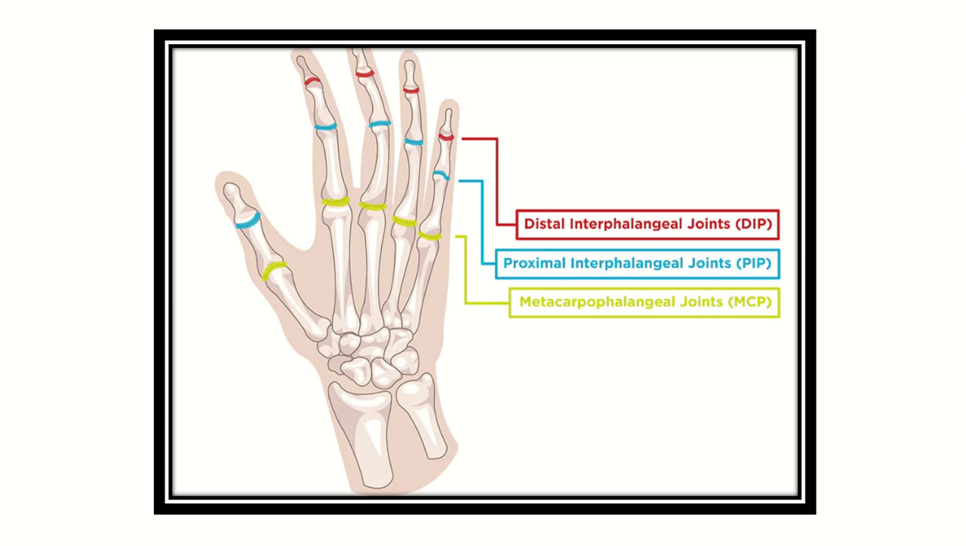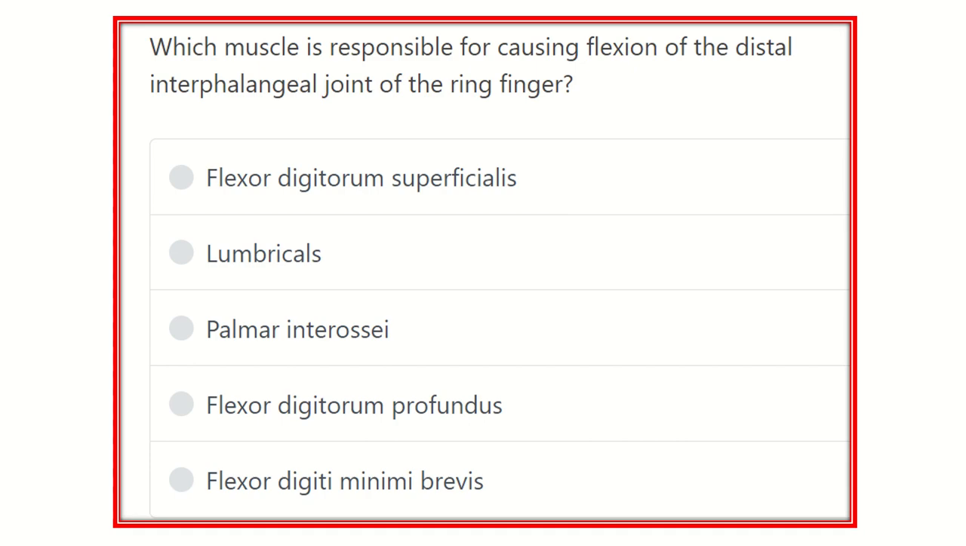Welcome to another question and answer session for the MRCS exam. First of all, let's see the question. This is the question: which muscle is responsible for causing flexion of the distal interphalangeal joint of the ring finger?